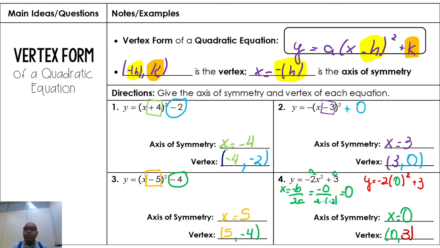Let's talk about the vertex form of a quadratic equation. It is our last class. Pay attention here to understand everything about that.